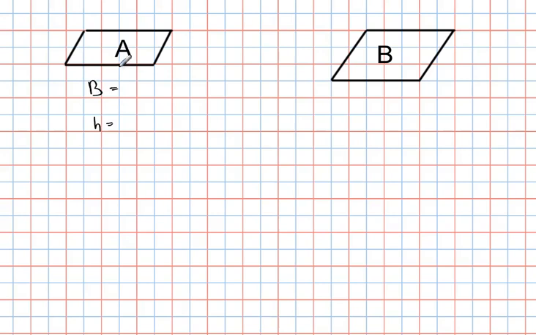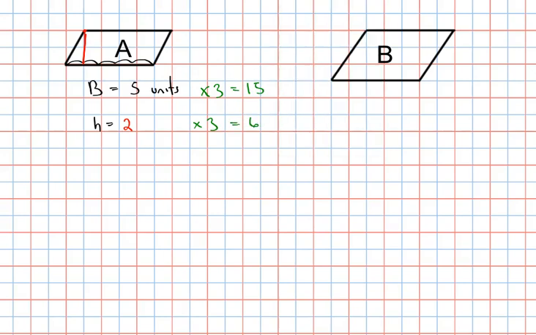Well, the base is my bottom, so if I just count this, I have 1, 2, 3, 4, 5. So I have 5 units there. And my height comes from the top, from this vertex down. That's my height, and I have 1, 2 units there. Alright, so after applying a scale factor of 3, my new base is going to be times 3. My new height will be times 3. So my new base will be 15, and my new height will be 6.